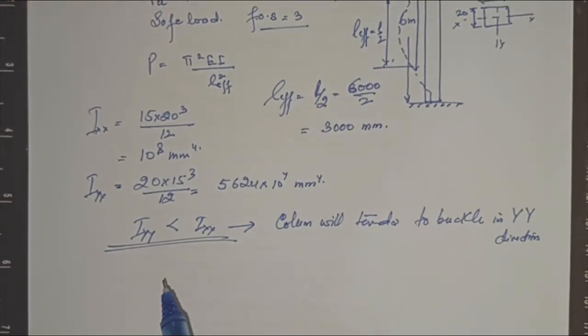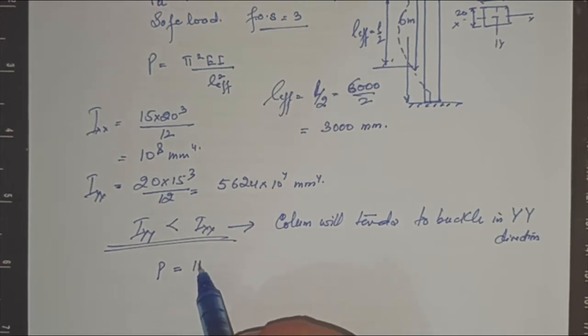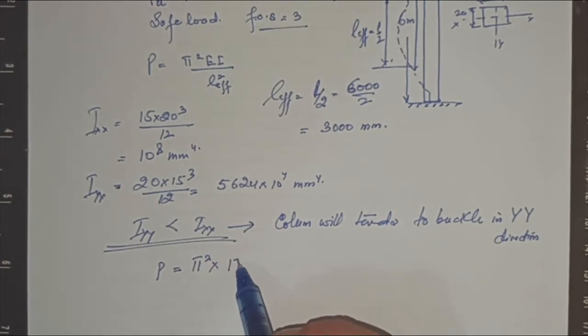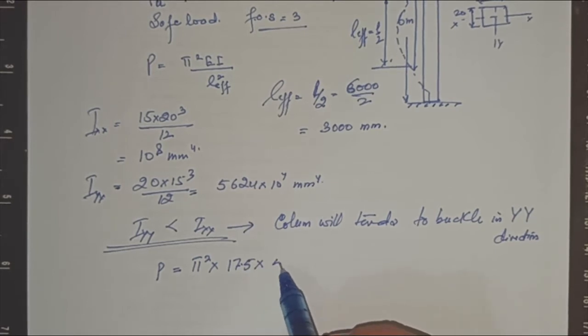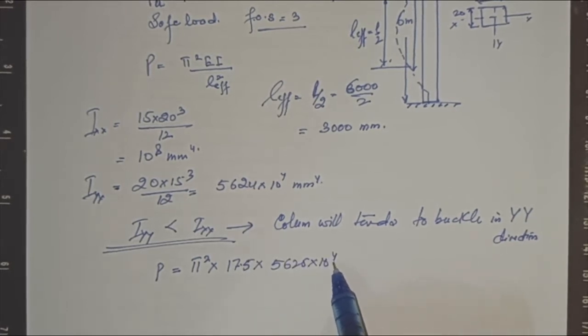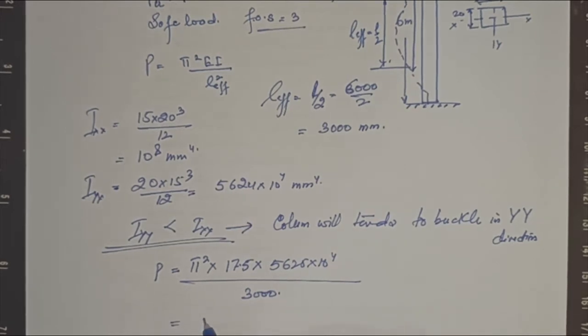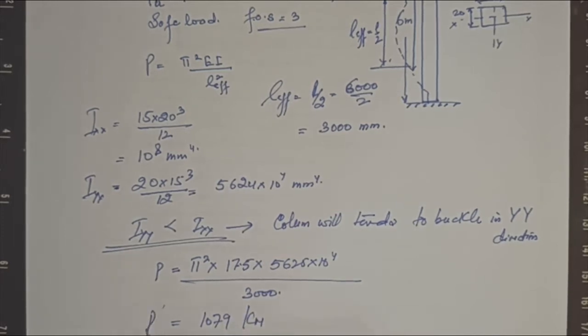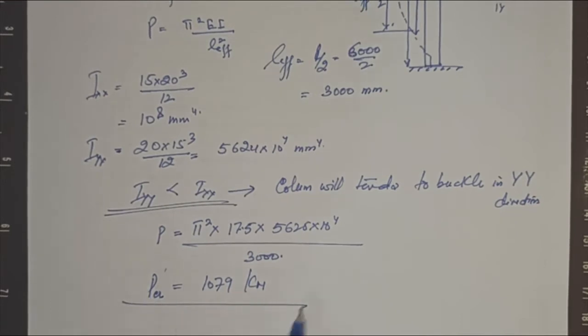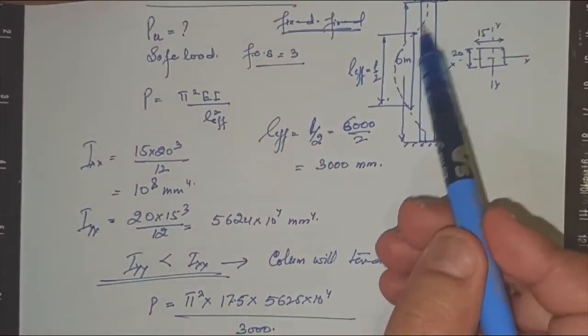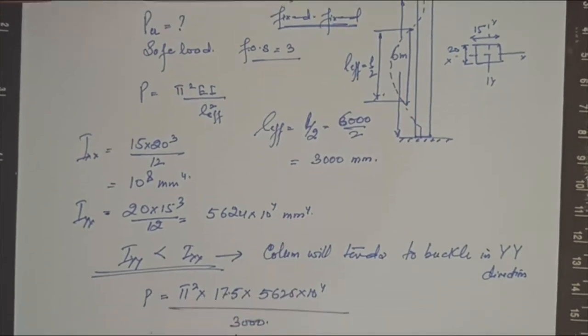So the critical load P will be, you can put that particular load: pi square into 17.5 times 5625 10 to the power 4 divided by 3000 square. So the overall, this will be equal to 1079 kilonewtons. This is the critical load at which the buckling will start.